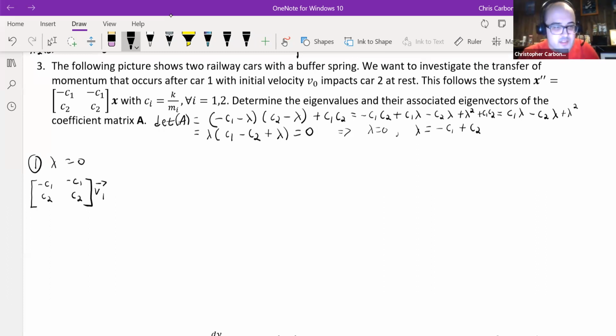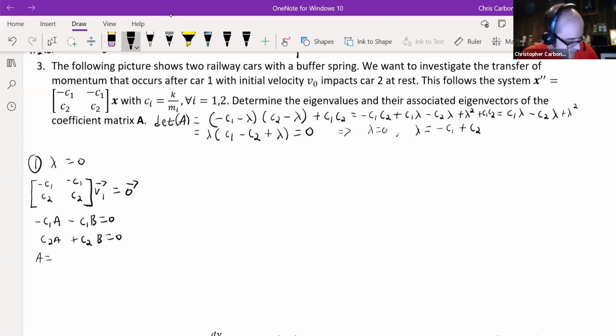Times our eigenvector v sub 1 is supposed to be equal to the 0 vector. This will make negative c sub 1 times A minus c sub 1 times B is equal to 0. And c sub 2 times A plus c sub 2 times B is equal to 0. And the only way that we could have these two and get 0 back is if we let A be 1 and B be negative 1.